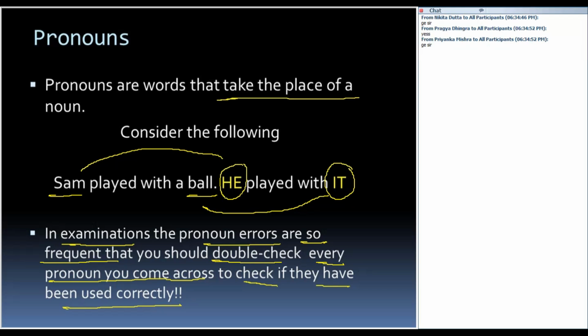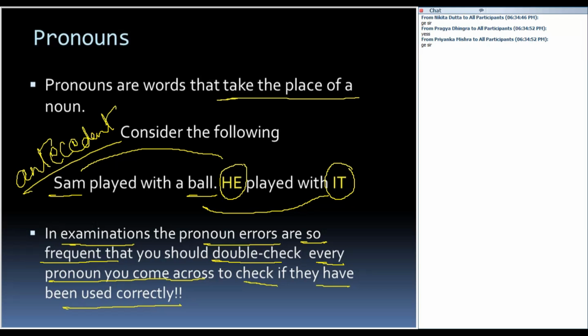So pronouns, we know, are the substitutes for nouns, right? And these nouns are actually called antecedents. The noun that is being substituted is called the antecedent of the pronoun. So in this particular sentence, Sam and ball are the antecedents for the pronouns he and it respectively.